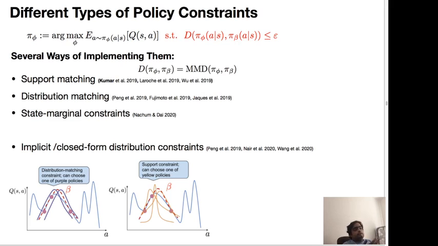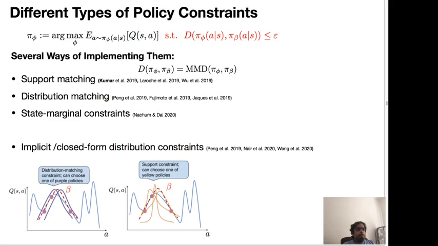Such a constraint is known as a support constraint, because it does not care about the density of pi phi of A given S and pi beta of A given S. What it really cares about is just the fact that the action support set for pi phi should be contained within the action support set for pi beta. An example of such a constraint is the MMD distance, or the maximum mean discrepancy distance, which approximately gives us this behavior.